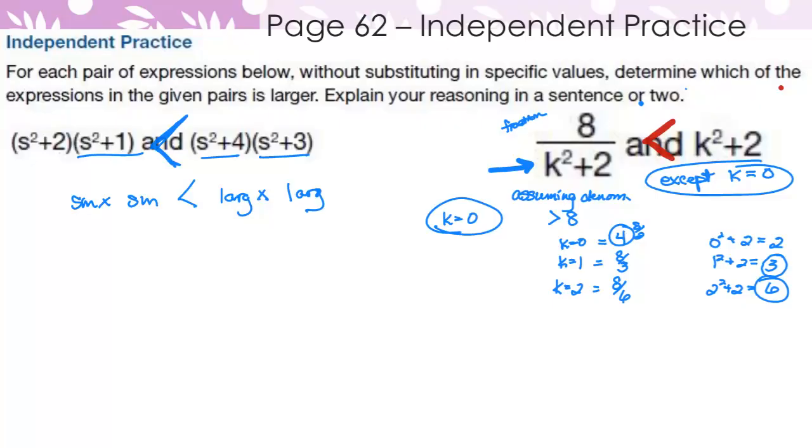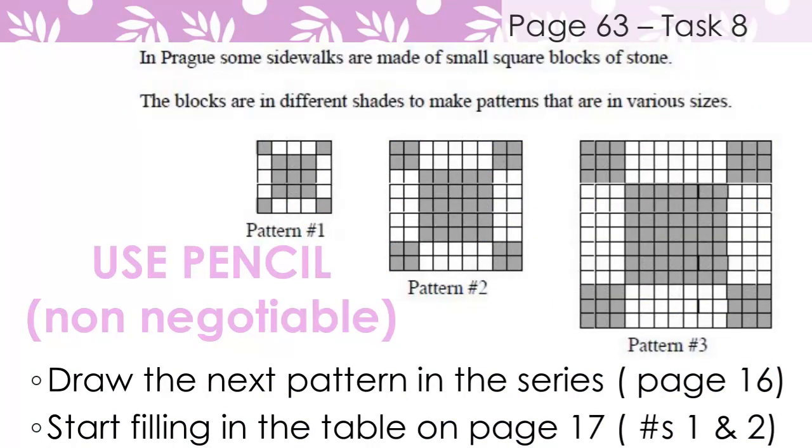All right, I got one more for you. So turn the page, or go to the next page. You have to have a pencil for this. Okay? So we're on page 63. In Prague, some sidewalks are made of small square blocks of stone. The blocks are in different shades to make patterns that are in various sizes. So here are the patterns. We have pattern number 1, pattern number 2, and pattern number 3.